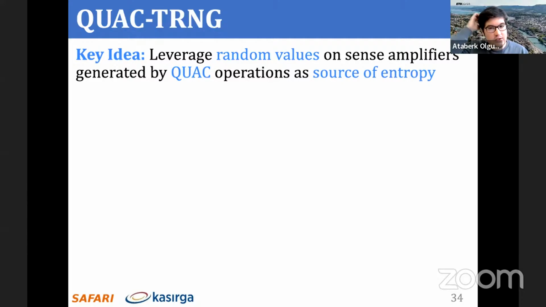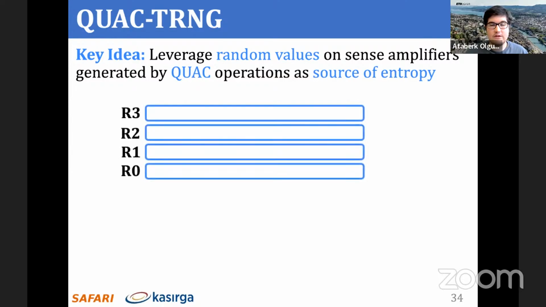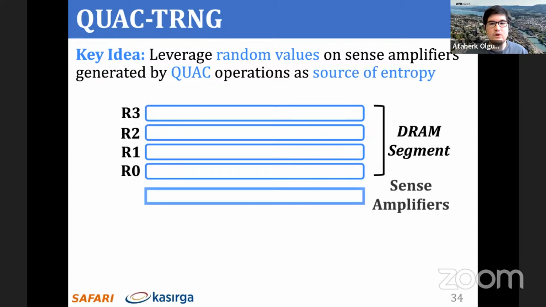So we exploit this behavior and develop a high throughput random number generator that leverages the random values in the sense amplifiers generated by QUAC operations. We will look at an example on how QUAC-TRNG exploits the high bit level parallelism in DRAM arrays to generate numbers at high throughput. Here's the set of 4 consecutive DRAM rows, which we refer to as a DRAM segment. And QUAC-TRNG generates random values on the sense amplifiers in 4 steps.